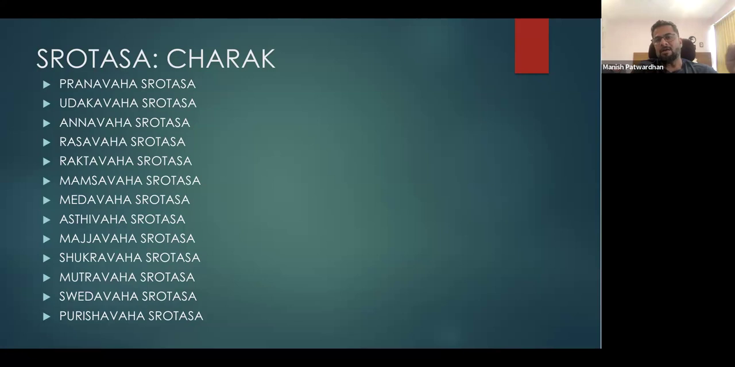So the channel through which the prana flows is called the Pranavaha Srotas. The channel through which the water flows is called the Udakavaha Srotas. Udaka means water. Anna means food, so the channel through which the food flows is the Annavaha Srotas. The channel through which the rasa flows is Rasavaha Srotas. Accordingly, Raktavaha Srotas, Mamsavaha Srotas, Medovaha Srotas, etc., have been called.